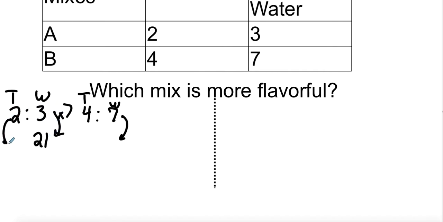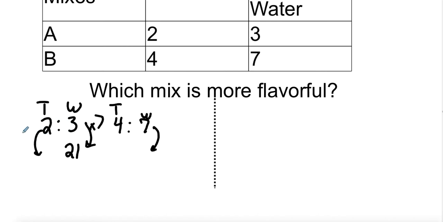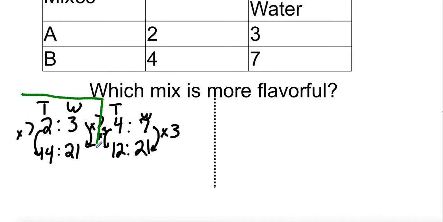I'm also going to be multiplying 2 times 7 because I want to keep my ratios proportional to one another. So now we would hypothetically say if we use 21 cups of water, we would need 14 teaspoons of flavoring to keep the flavor the same. Similarly, we're going to be multiplying 7 times 3 to get a value of 21 for our cups of water, and multiplying 4 times 3, because we want to keep our values proportional, and getting 12 teaspoons of flavoring. Now here, we can see that mix A is going to be more flavorful.